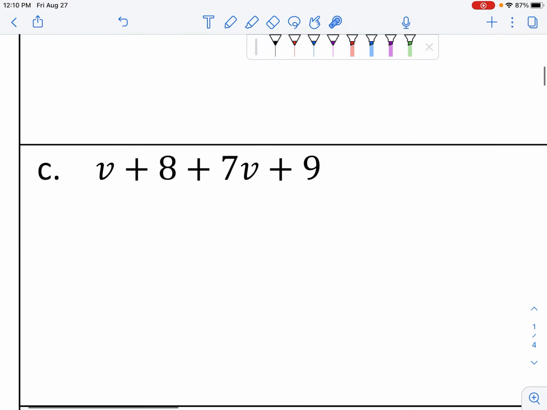Lots of different strategies for these. You can stack them like I did on that last one. You could put one underline underneath one, and then these are different. These are constant terms, so they get 2 underlines. So everything with 1 underline gets counted up. 7 and 1. This is 1v, so that makes 8v. And 8 and 9, 17.